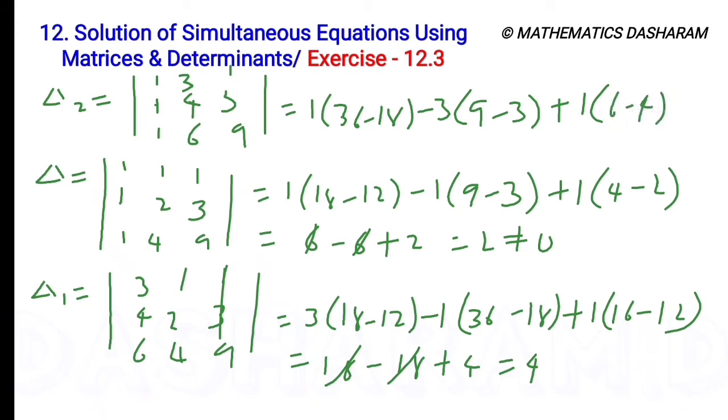6 minus 4. 36 minus 18 is 18. Next, 9 minus 3 is 6, 6 times 3 is 18. And 6 minus 4 is 2. 2 into 1 is 2. Plus 18 minus 18 cancel. It is equal to 2.